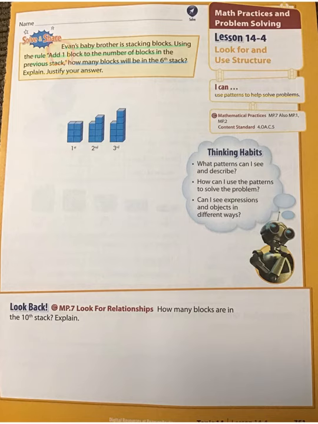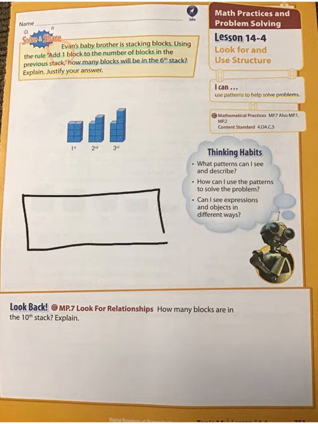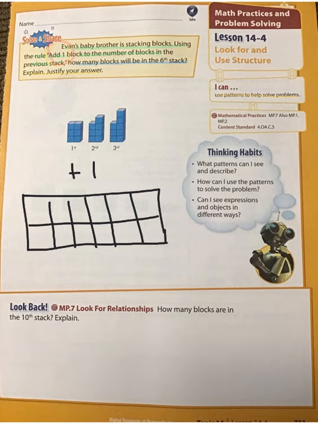Okay, now that you had time to pause, I'm going to show you a strategy that I use to solve it. So I kind of made myself a little table. So in my table, I know that the rule is add 1. So I'm going to put plus 1 on the top. Then I'm going to divide this into little sections.